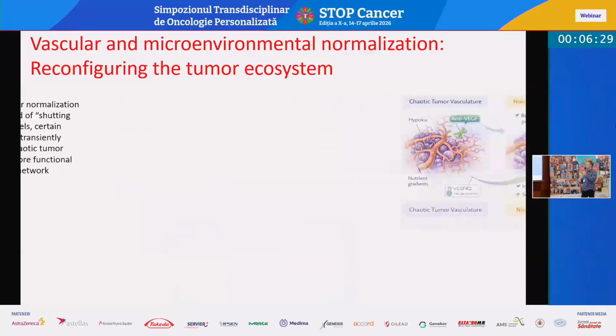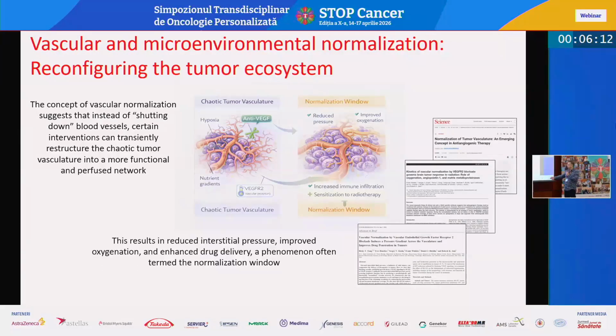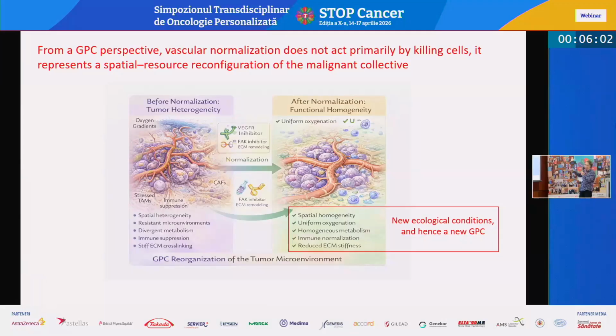Microenvironmental normalization. The concept of vascular normalization suggests that instead of shutting down the blood vessels, we could conversely try to change the structure of the chaotic tumor vasculature into a more functional and perfused network, because this, for instance, enhances the drug delivery. But from a GPC perspective, this approach does not act first by killing the cells, but it represents a spatial resource reconfiguration of the malignant collective, in fact, a new ecosystem, new ecological conditions.